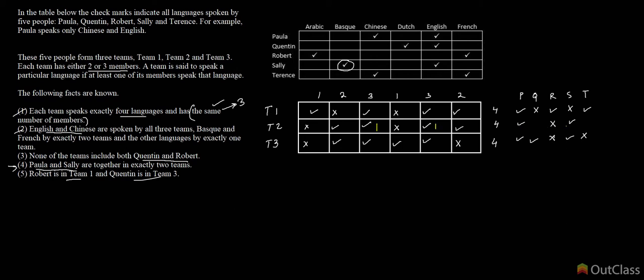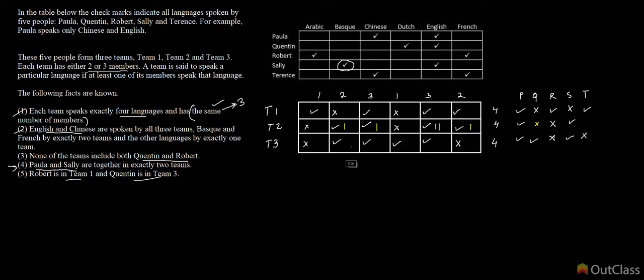S is providing Basque and English. We need somebody who speaks French. Out of Q and T, Q does not speak French, so it's not Q. T has to be brought in to be the French speaking person in team 2. That will be a tick.